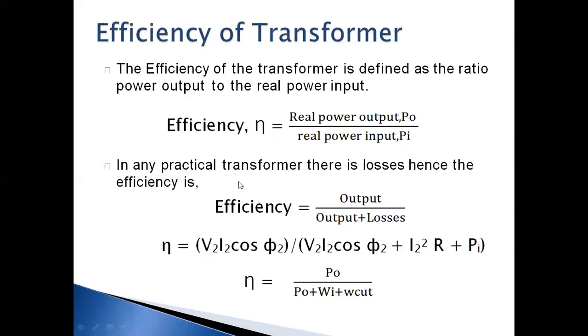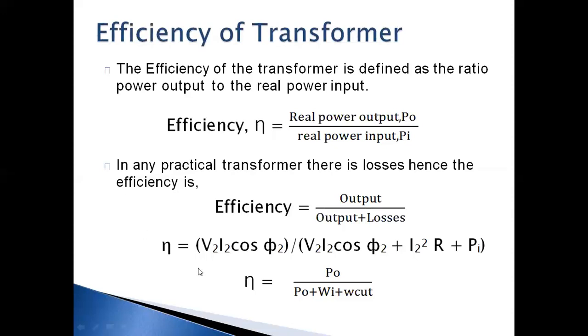In the case of practical transformers, if I consider the practical concept of transformers, there are losses associated with them. So the efficiency can be written as output by output plus losses. Input is nothing but the summation of output plus losses. So the efficiency eta can be written as output by output plus losses.